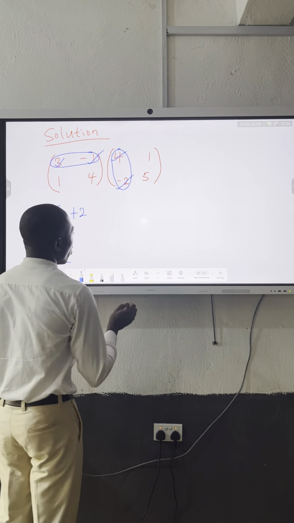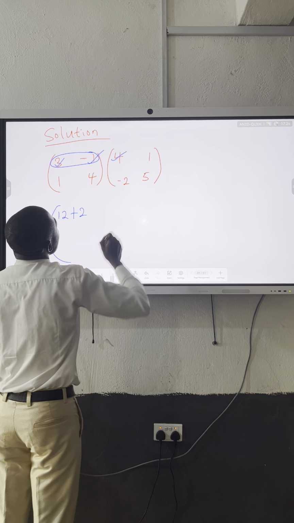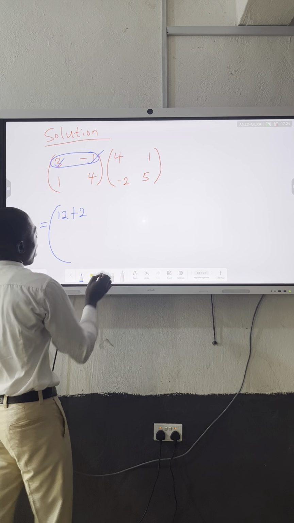Okay, so you are through with the first column. Now that you are done with the first column, what do you do? Move to the second column and still use that same row 1. So multiply row 1 again.